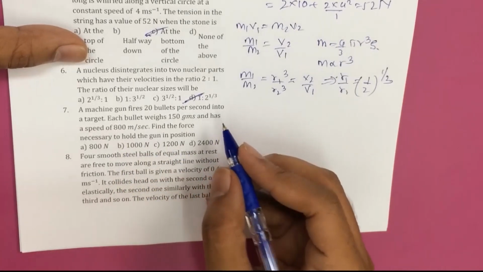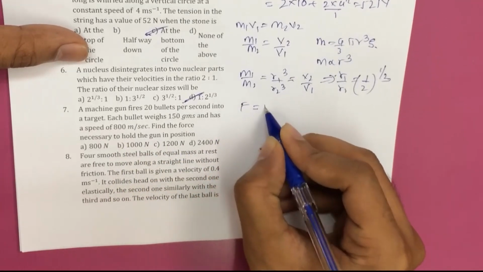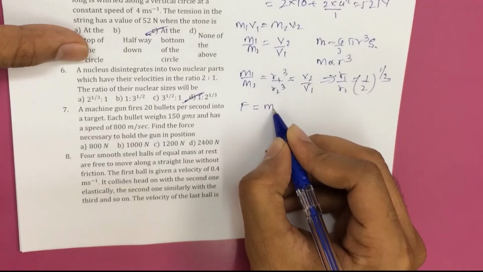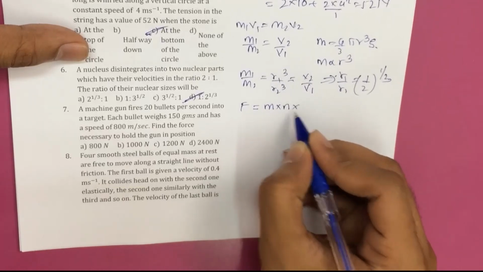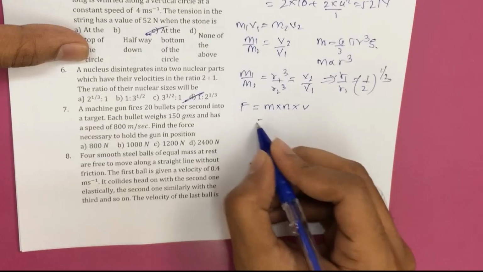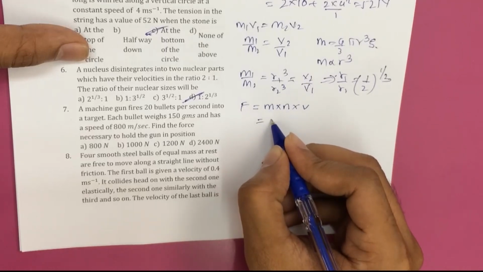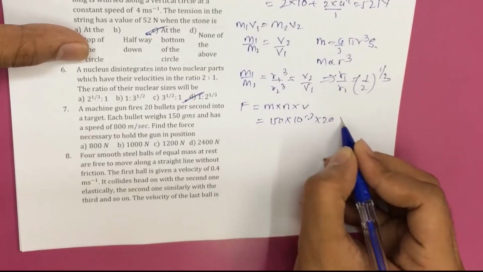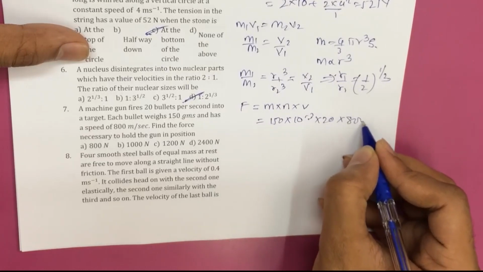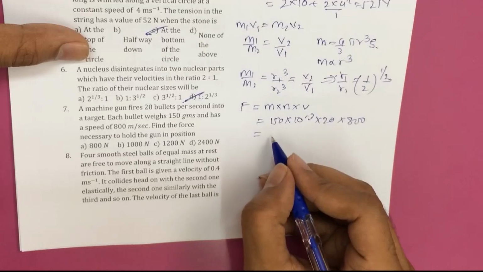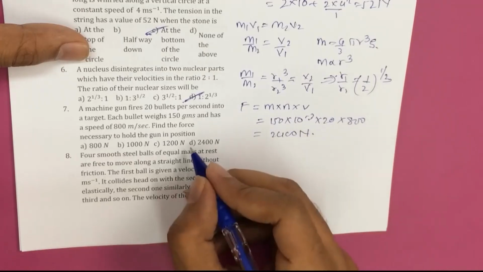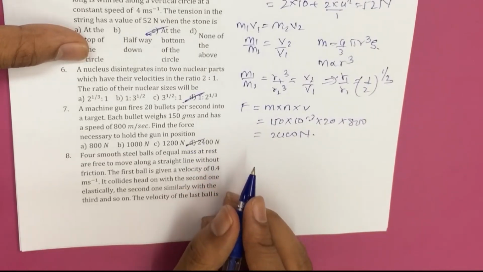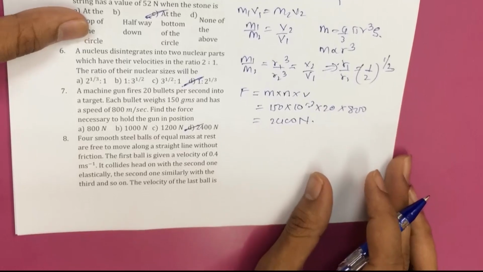Now here, force will be m into number of bullets multiplied by the velocity. So m is given as 150 grams, that will be 150 multiplied by 10 raised to minus 3, multiplied by the number of bullets being 20 and velocity being 800 meters per second. So finally we'll get the answer of 2400 newtons. Your correct answer is option D, 2400 newtons.